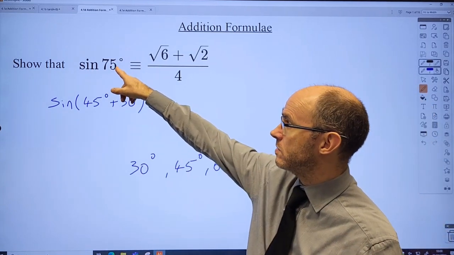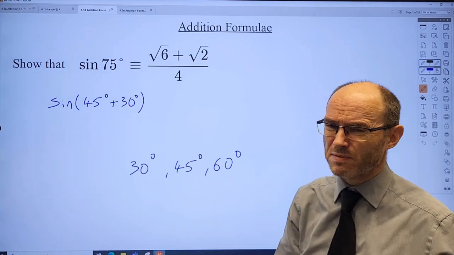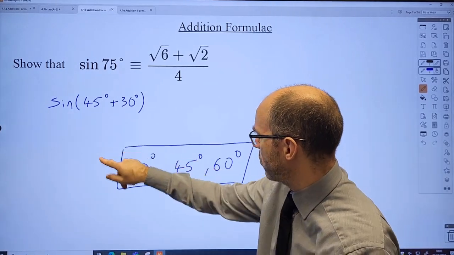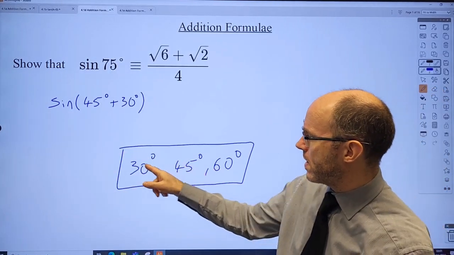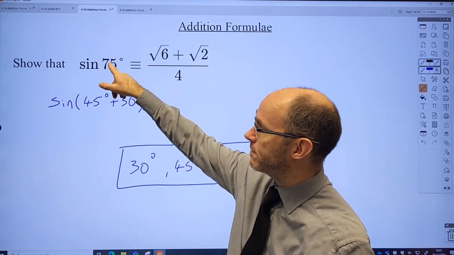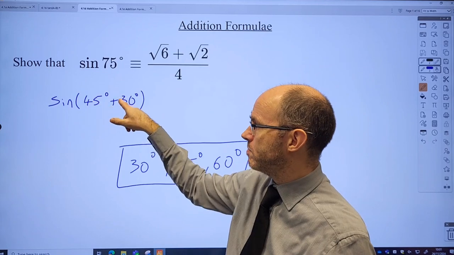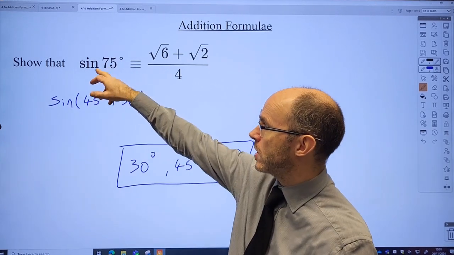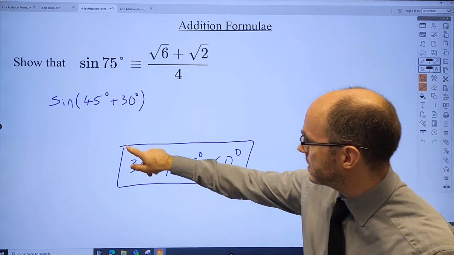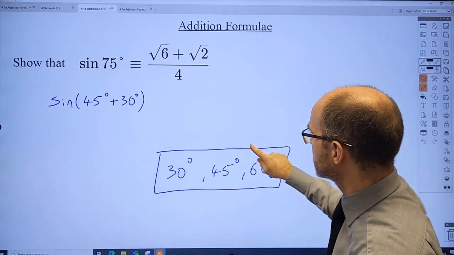Now you could do sine of 90 minus 15 degrees, but 15 degrees is an awkward number. So I recommend you try and use a combination of these. That's why I've chosen 45 and 30, because 45 plus 30 will make up 75 degrees. Had that been sine 15 degrees, I'd have gone for 45 minus 30. And same for cosine 75 degrees, tan 75 degrees. So this is your general strategy for a question like that.